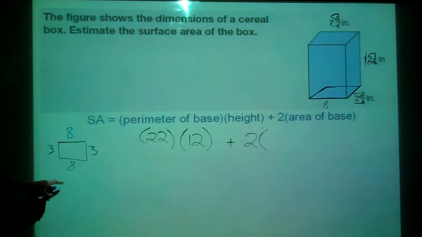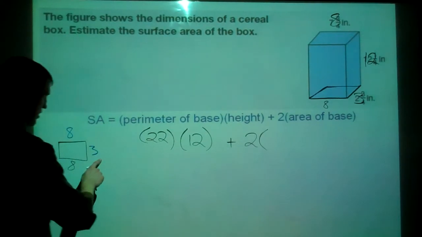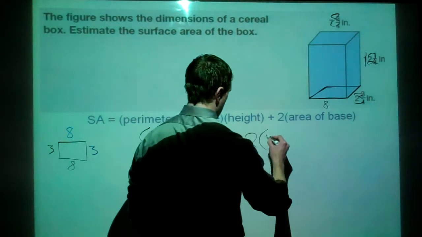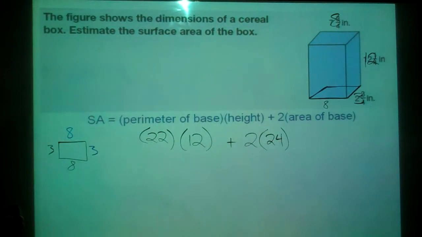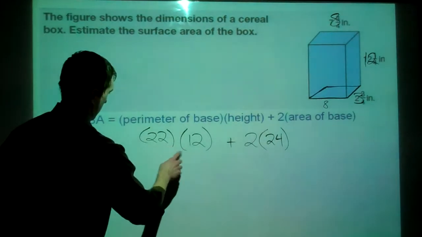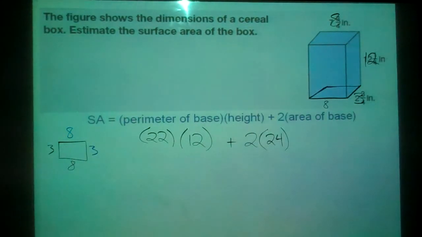Okay? So the area, when we have a rectangle, so area of a rectangle is length times width again. 8 times 3 is 24. And then we go through and solve this. So 22 times 12, first of all. I'm going to grab my calculator to save us some time.